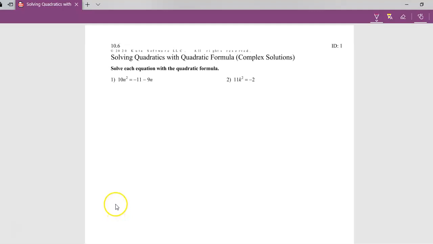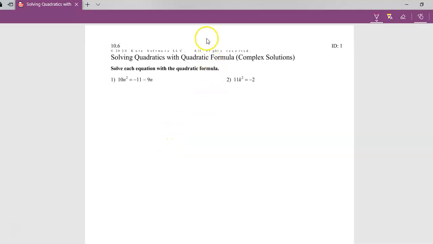So anyway, we are going to be talking about solving quadratics with the quadratic formula again today, but now we're going to be talking about complex solutions. So remember, a complex number has a real part and an imaginary part. We're going to be basically doing the same thing as yesterday, the difference being that the part under our square root in our quadratic formula is going to be negative, which will give us imaginary parts of our solutions.